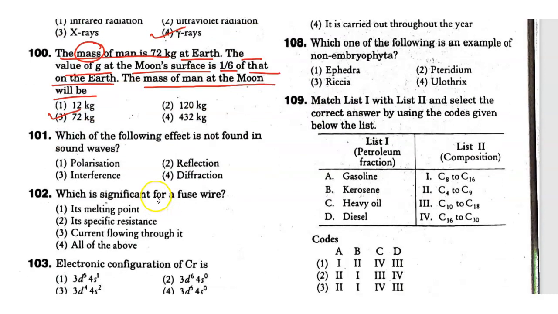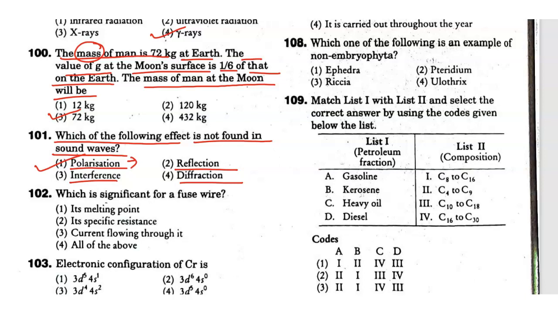Now next question is, which of the following effects is not found in the sound wave? The options are polarization, reflection, interference and diffraction. So the correct answer is option first, polarization. Polarization is a property of waves that can oscillate with more than one orientation. Examples are electromagnetic waves and gravitational waves. So these are not found in the sound wave.